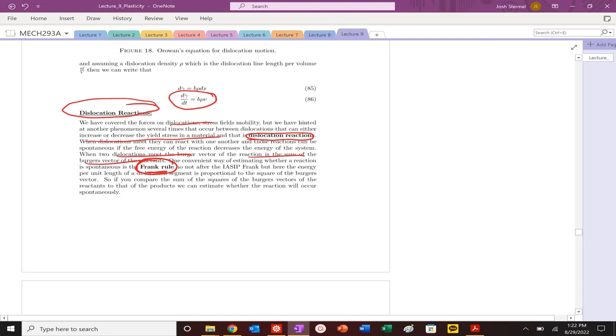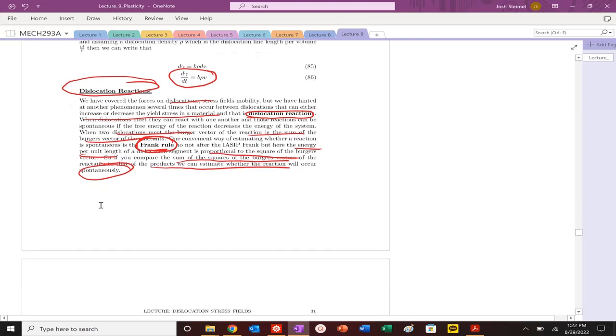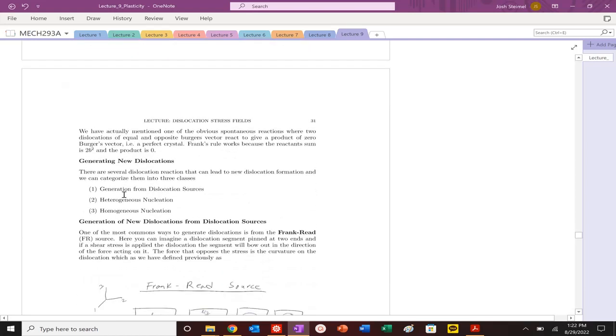So Frank's rule basically states that the energy per unit length is proportional to the square of the Burgers vector. So the sum of the squares of the Burgers vectors of the reactants must be greater than that of the products in order to be spontaneous. And we've already thought about that for one, where two edge dislocations equal and opposite react, and that will be basically 2b squared versus 0. That is a spontaneous reaction.